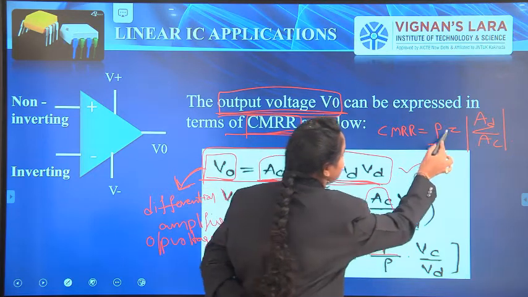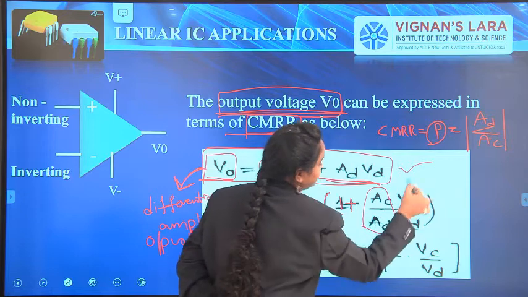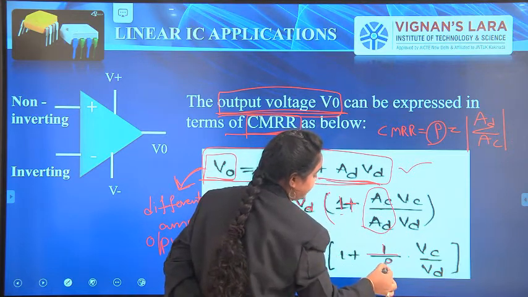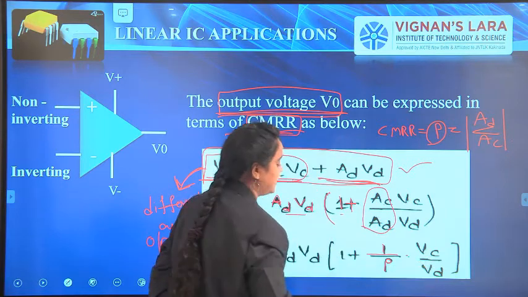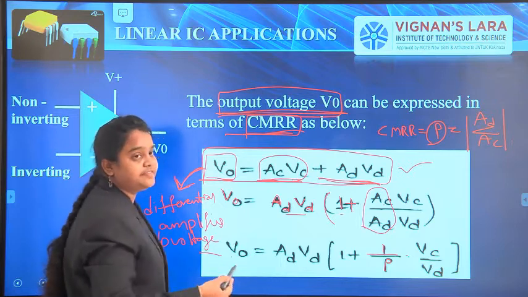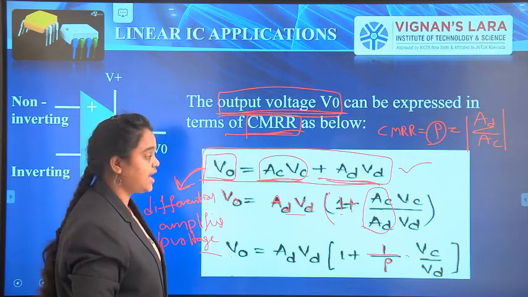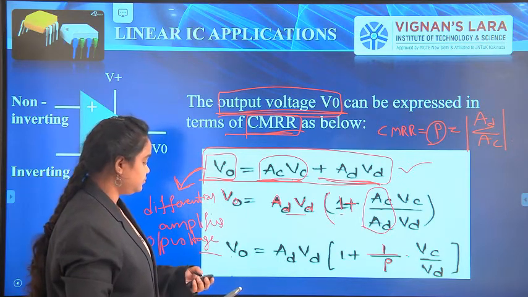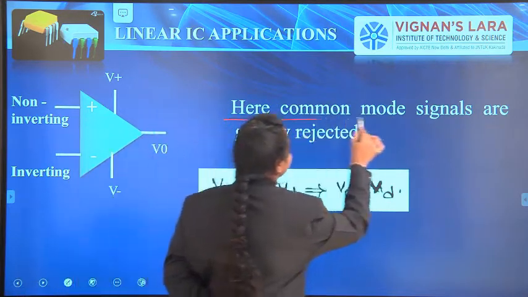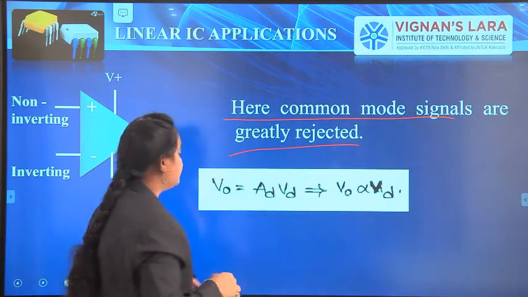In the place of AC by AD, we can write 1 by rho into VC by VD. It is the CMRR in the form of a differential amplifier output. So here, common mode signals are greatly rejected now.